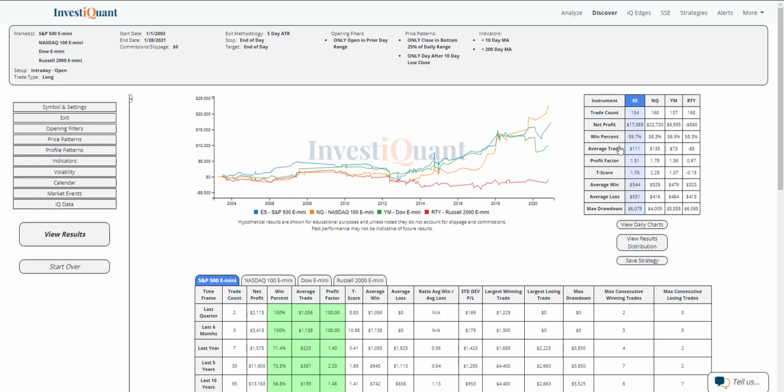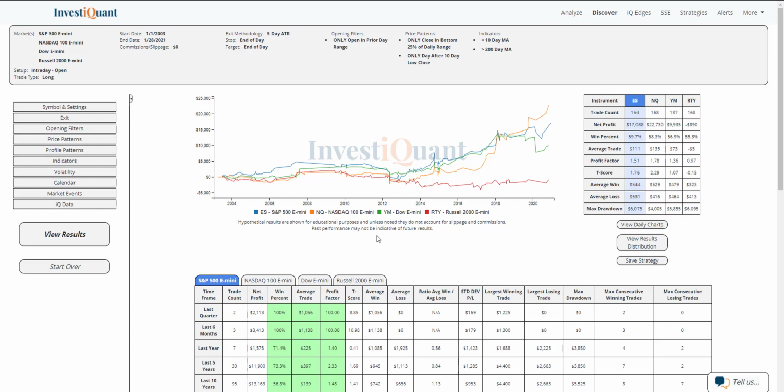So the S&P about 60%, that's the strongest. The NASDAQ not far off of that at 58%. The Dow 57%, and the Russell 55% is the weakest of the group. If we look at the average win and average loss, you'll notice the average win and loss very similar in size there for the S&P. The NASDAQ average win a little bit bigger. The Dow very similar in size, and the Russell the average loss a little bit larger.